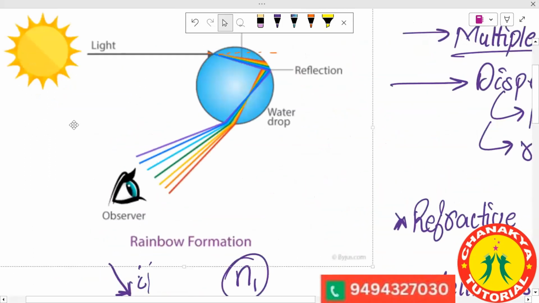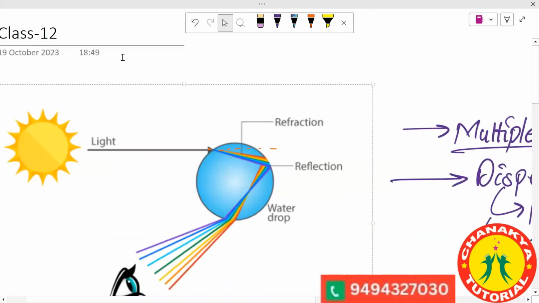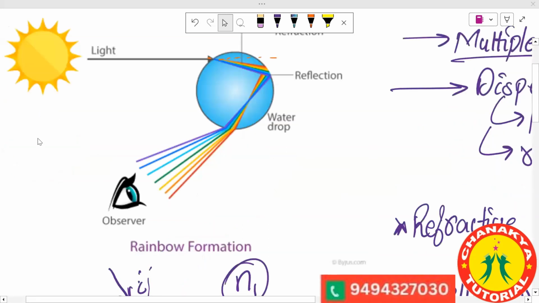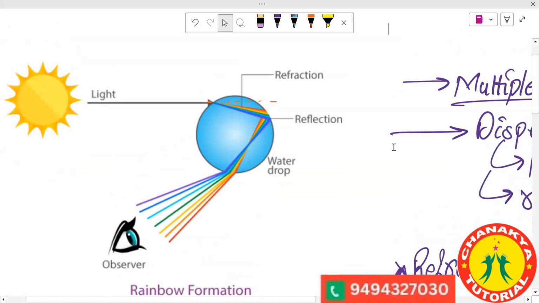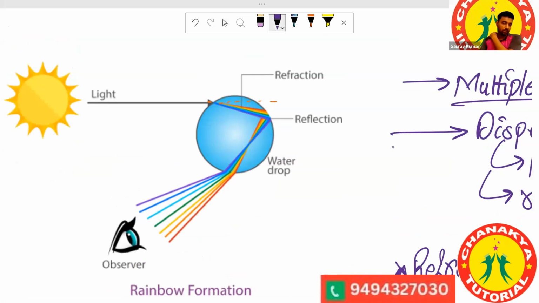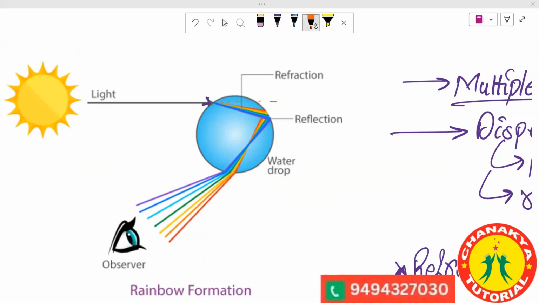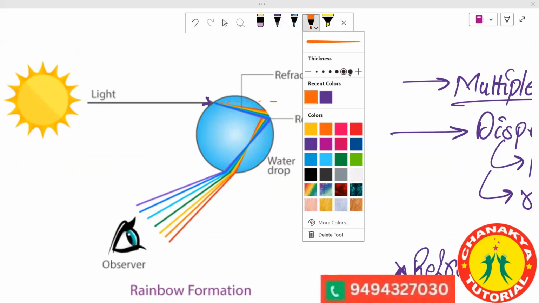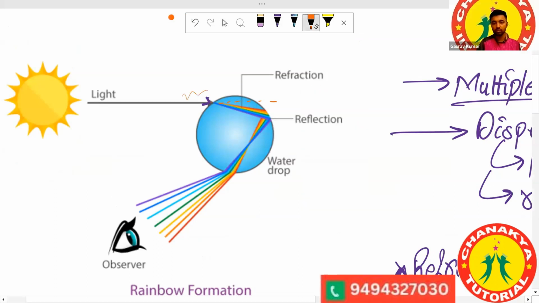Sir, one small doubt: the white light is again split into 7 colors, right? What do you mean by again? The white light gets split into 7 colors, and after reflection there is again a part where the red intersects. I will tell you how it is happening.